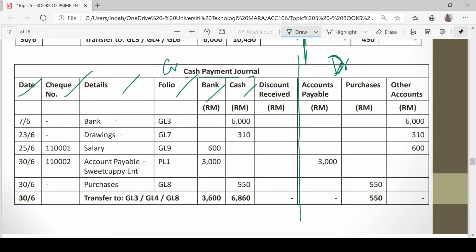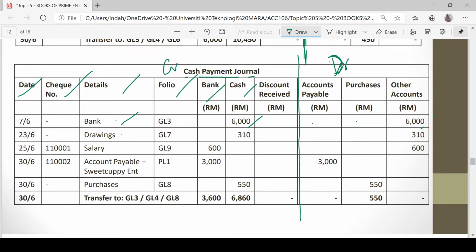Okay, because we deposit money. We take out from the cash account to the bank. For what reason do we take out this money? Is it for account payable? Is it for purchase? No. Is it because we want to deposit to the bank account?